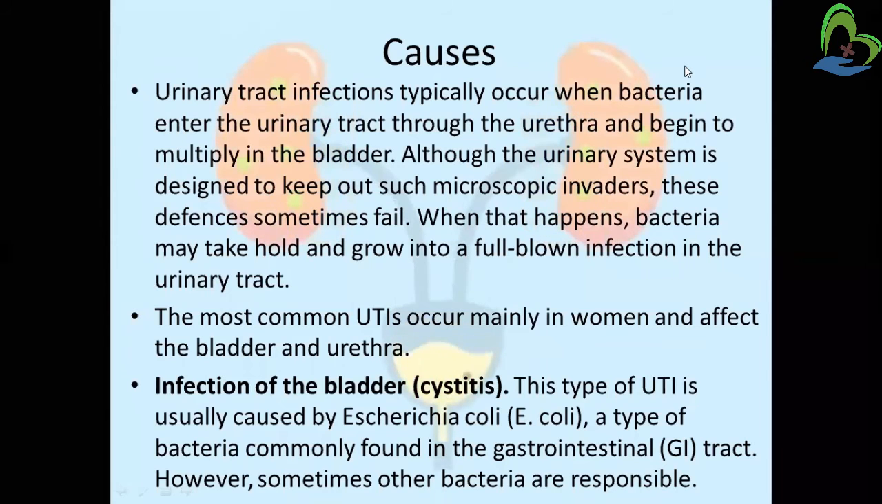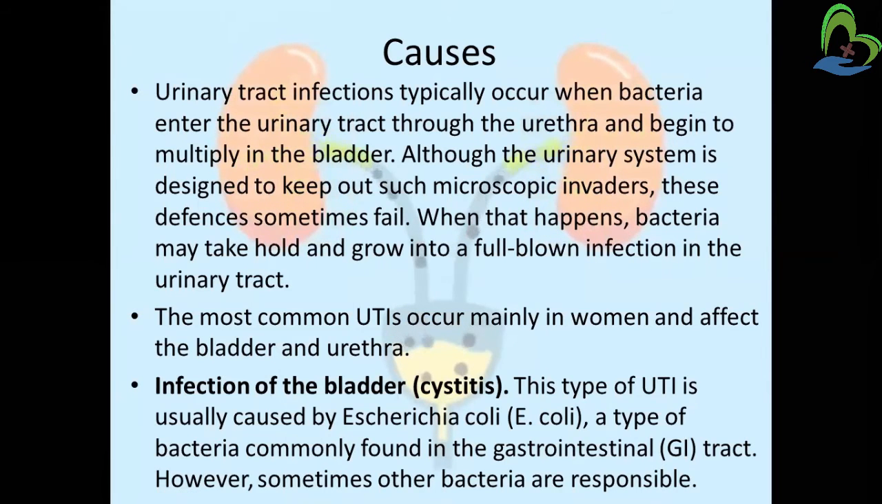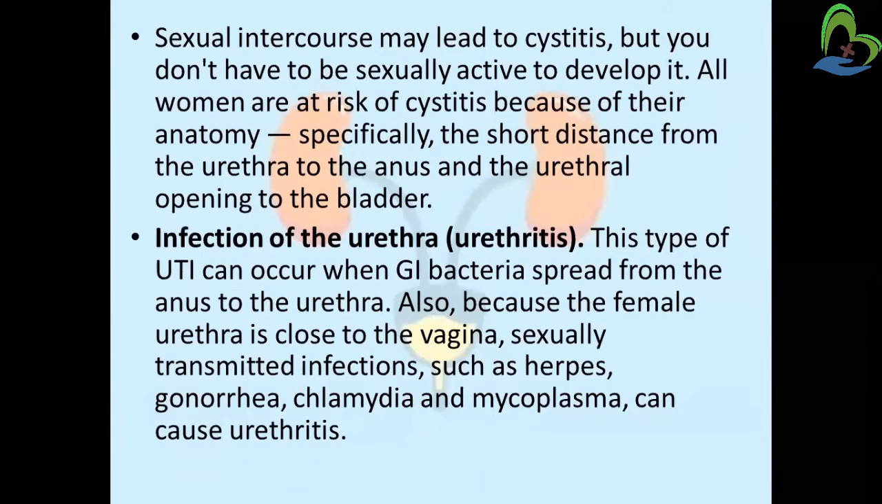The most common UTIs occur mainly in women and affect the bladder and the urethra. Infection of the bladder is called cystitis. This type of UTI is usually caused by Escherichia coli, that is E. coli, a type of bacteria commonly found in the GI tract. However, sometimes other bacteria are also responsible for infection of the bladder.